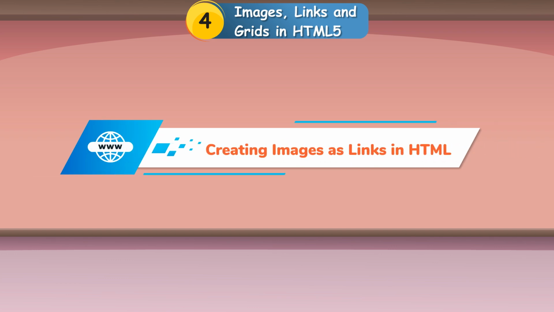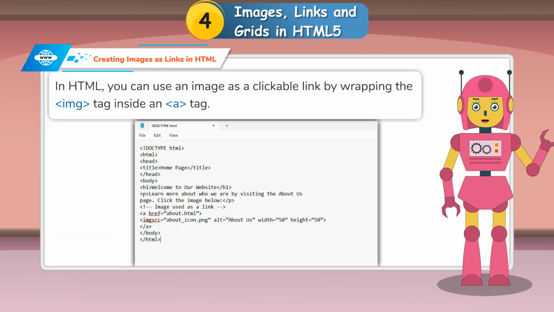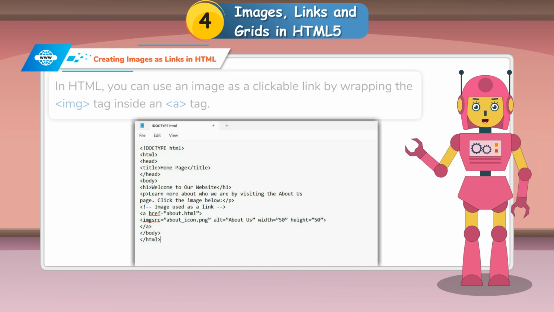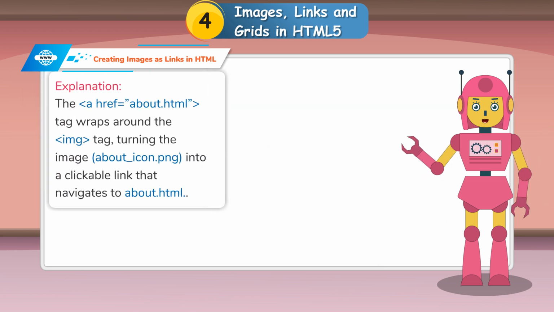Creating images as links in HTML. In HTML, you can use an image as a clickable link by wrapping the image tag inside an anchor tag. Example. Step 1. Save the following code as index.html to create the home page with image link.